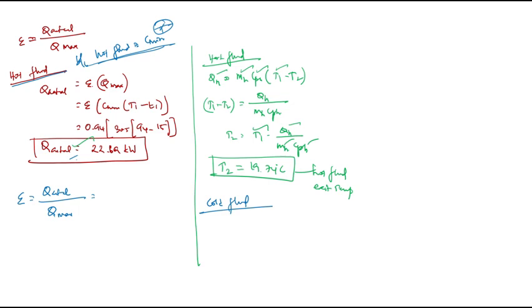Then for the cold fluid, QC is equal to mC into CPC into (T2 minus T1). QC, the actual heat transfer, you know, CPC you know, and T1 you know. So what is the outlet temperature of the cold fluid? It is around 30 degrees Celsius. This is the second one we are going to find, and this is the third one we are going to find.